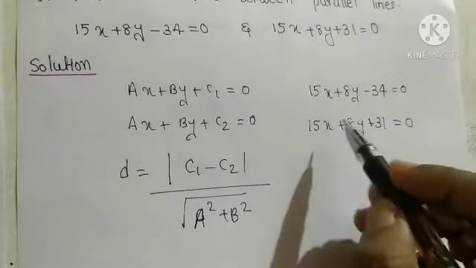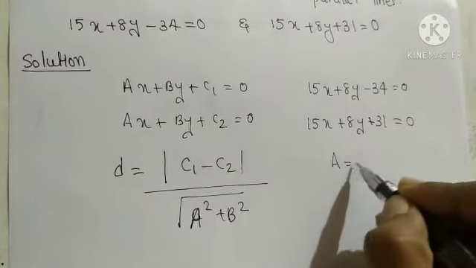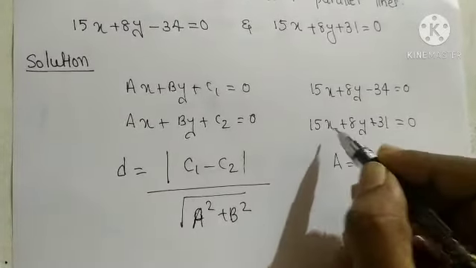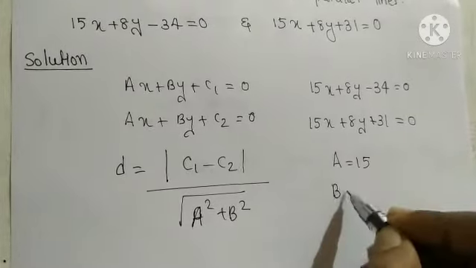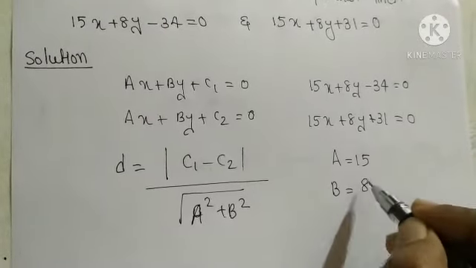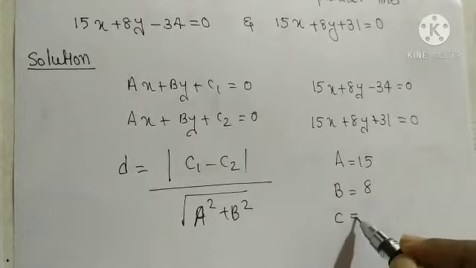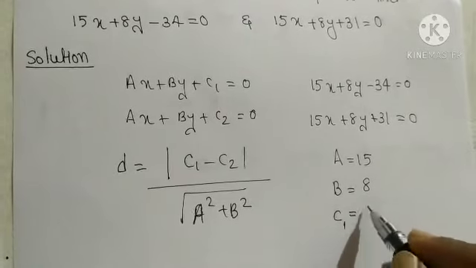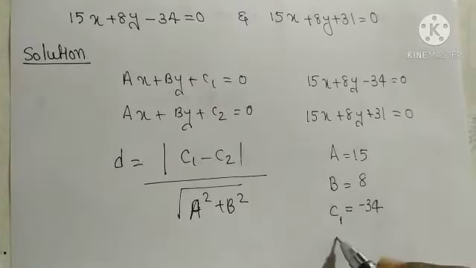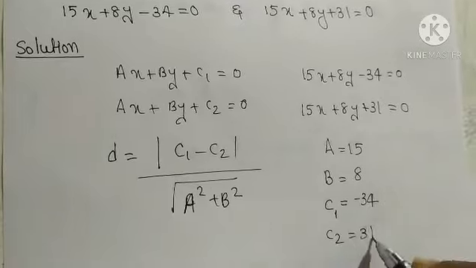So comparing these two, here a is 15, that is the coefficient of x, b is the coefficient of y, that is 8, c is the constant, c1 is minus 34 and c2 is plus 31.